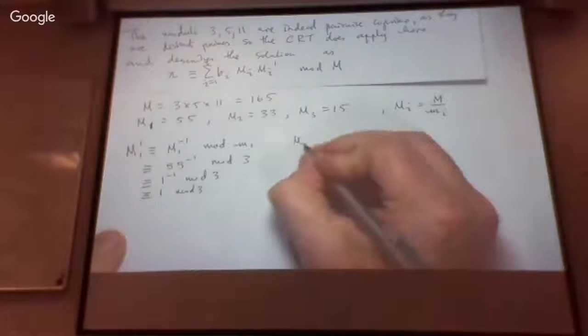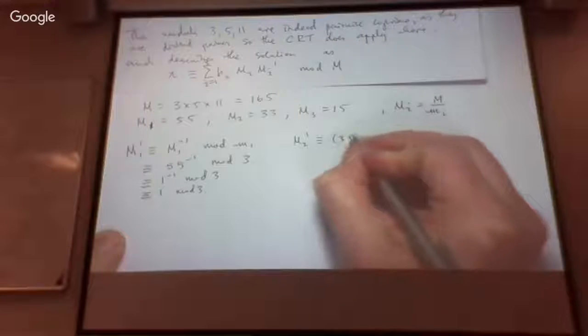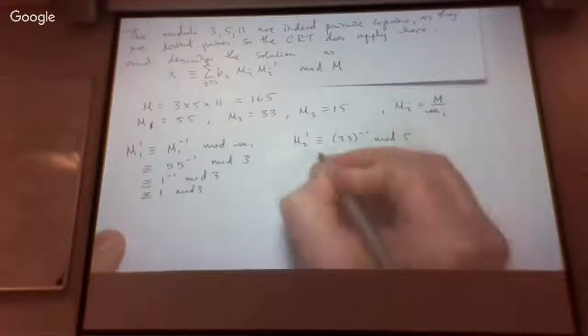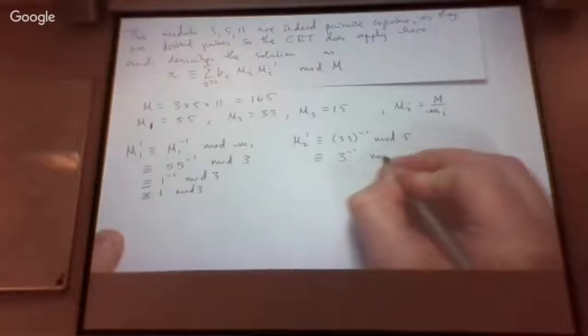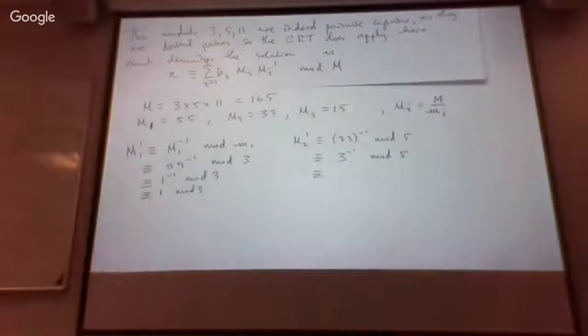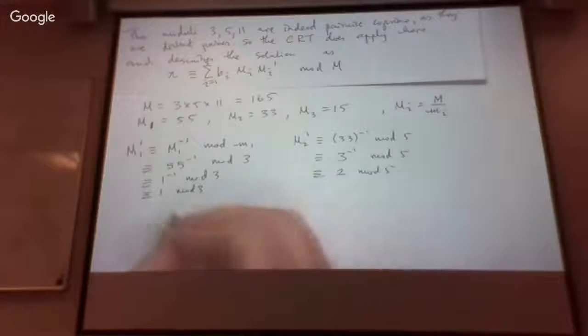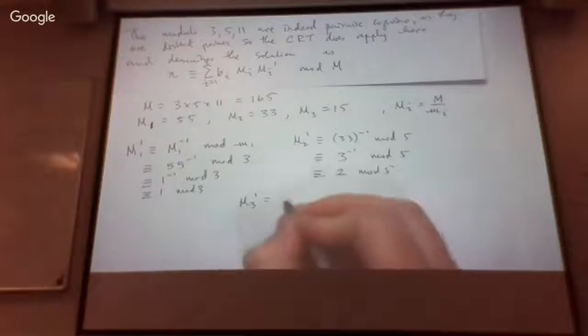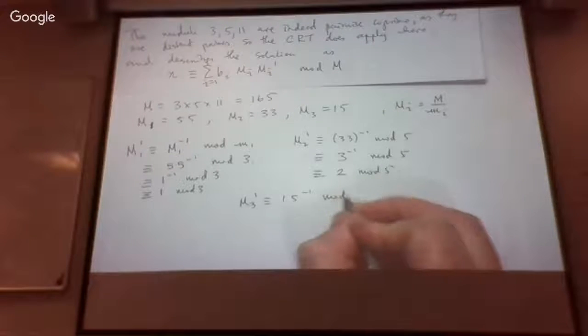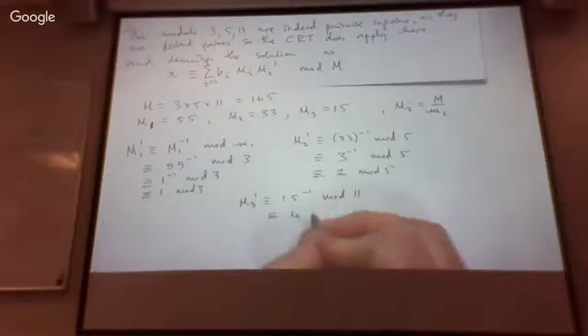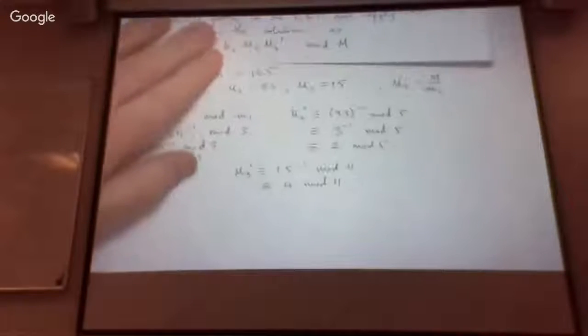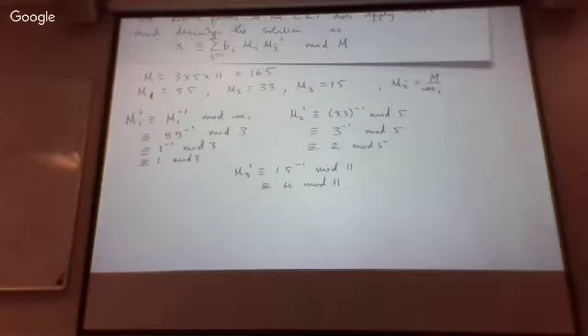Do the same for M2 prime. This is the inverse of 33 modulo 5, which is the same as the inverse of 3 modulo 5, which is 2. 2 times 3 is 6, which is congruent to 1. Then lastly, M3 prime is the inverse of 15 modulo 11. It's the inverse of 4 modulo 11, since 15 is congruent to 4. You're looking for the integer that, multiplied by 4, gives you 1 modulo 11. It's 3, since 3 times 4 is 12, which is congruent to 1.